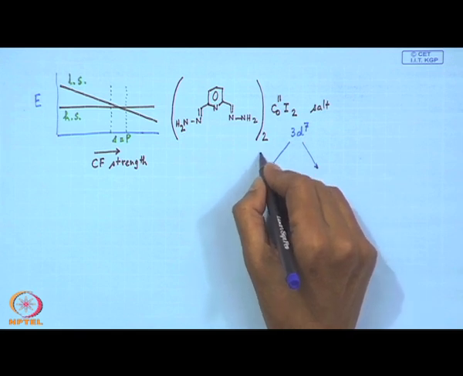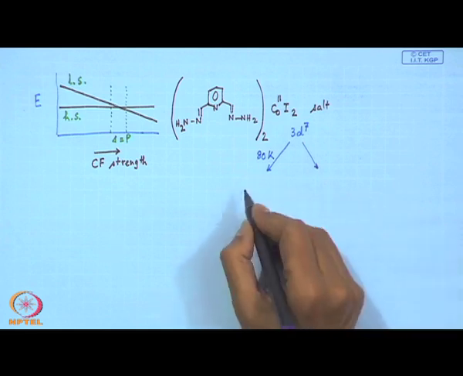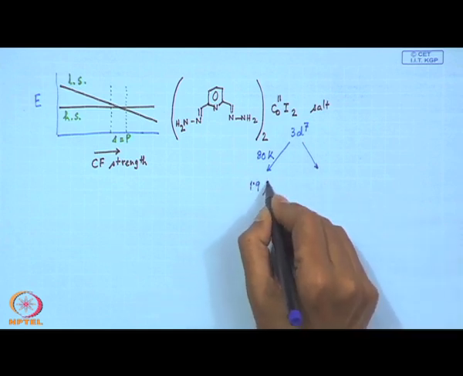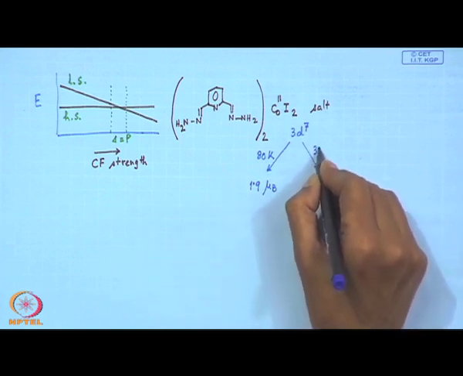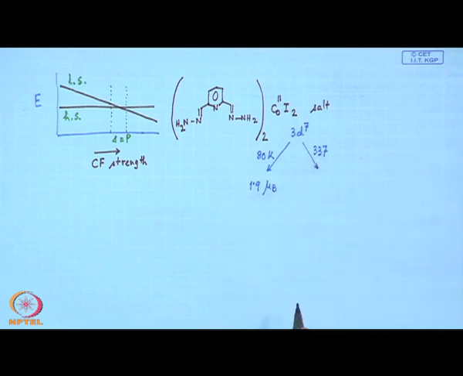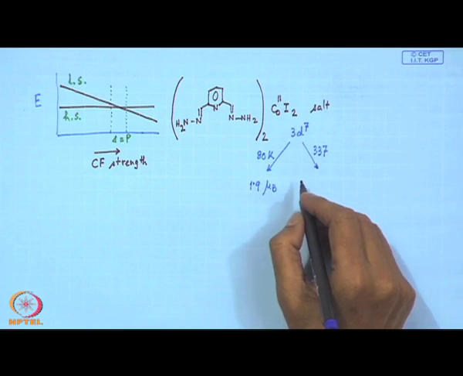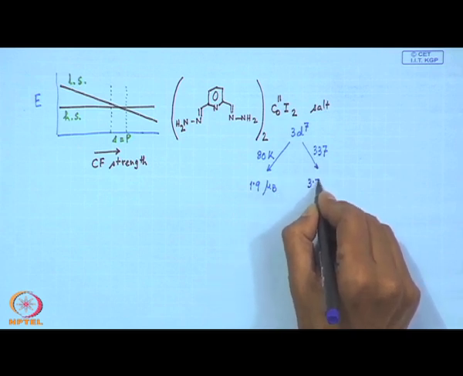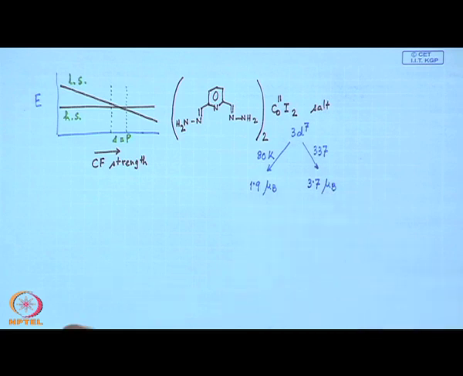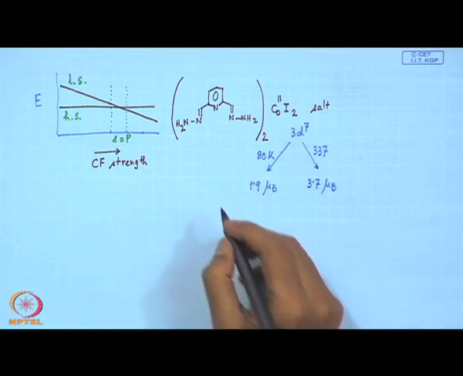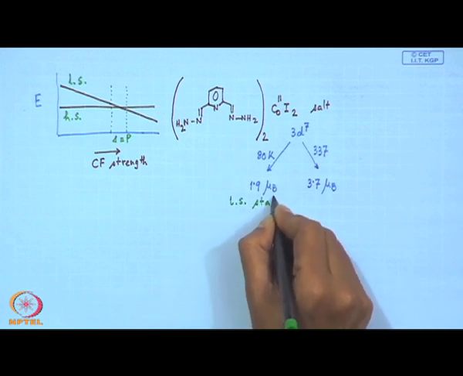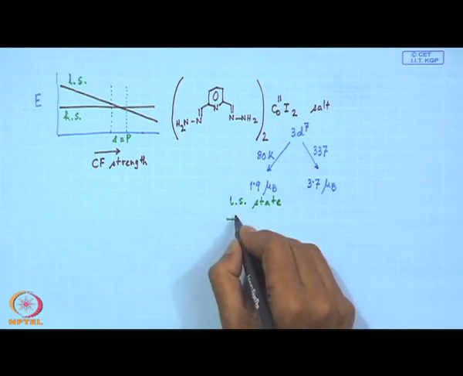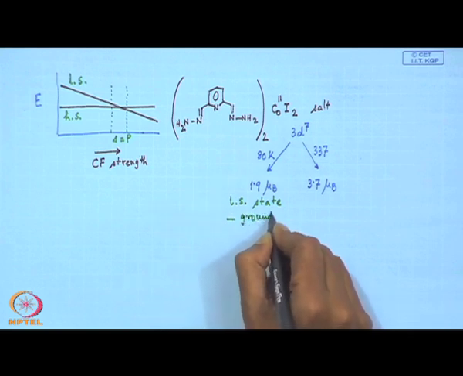So, at 80 Kelvin the magnetic moment value is 1.9 mu b, and as we increase the temperature we get the corresponding value as 3.7 mu b. So, again like that of our iron example, we find the low spin state is the ground state.